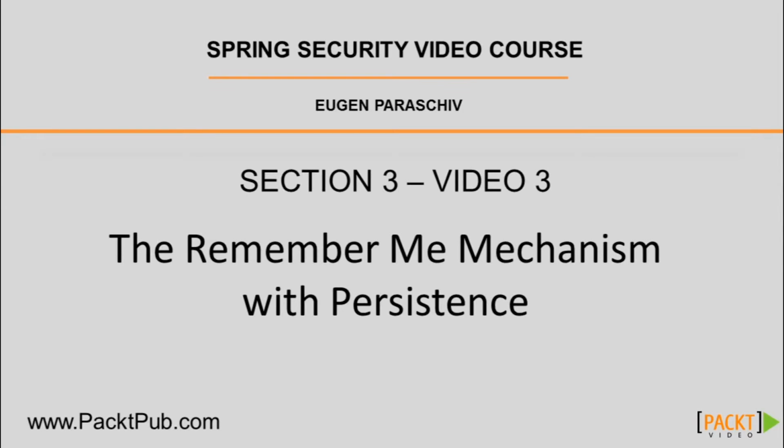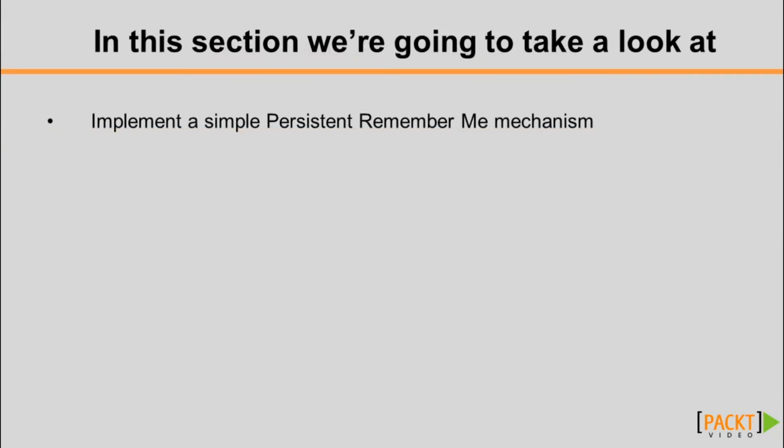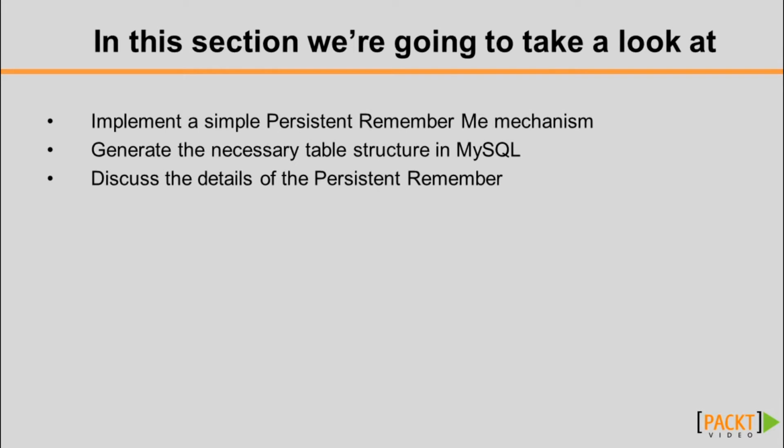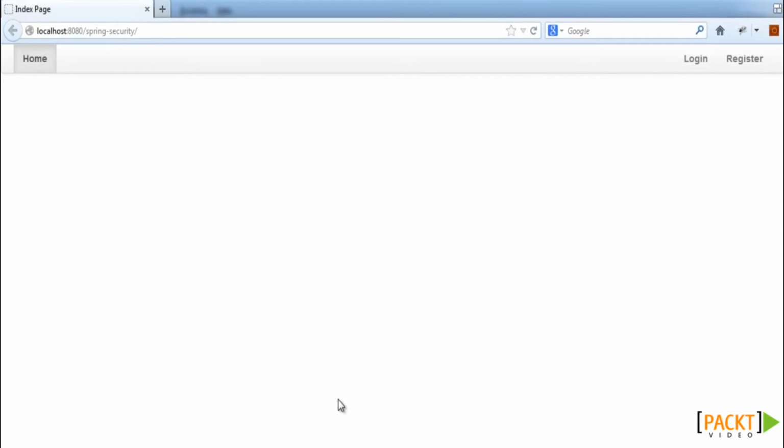In this video, we will discuss the second Remember Me mechanism that Spring Security puts at our disposal. This is a more secure Remember Me mechanism, one that no longer relies on both the username and the password. In this implementation, only the username will be sent to the client, while the password itself is never part of the cookie. We will start the video by implementing the simple persistent Remember Me mechanism. We will generate the necessary table structure in MySQL, and we will discuss the details of the persistent Remember Me algorithm.